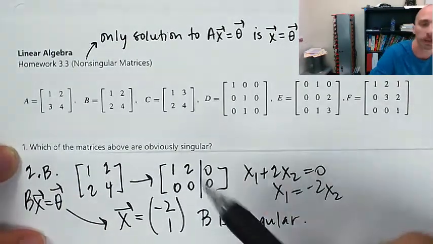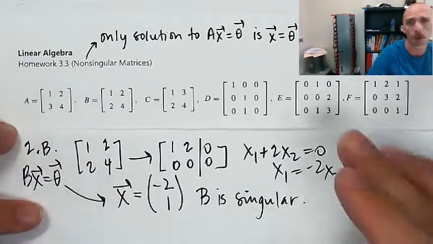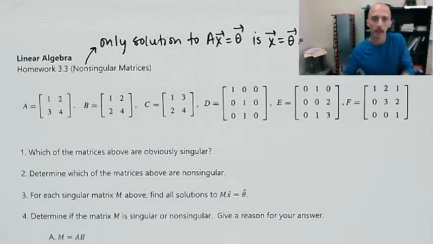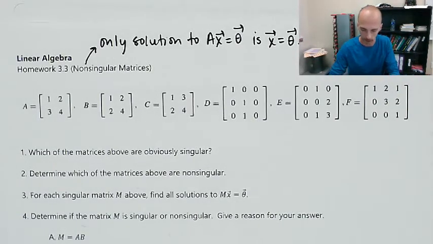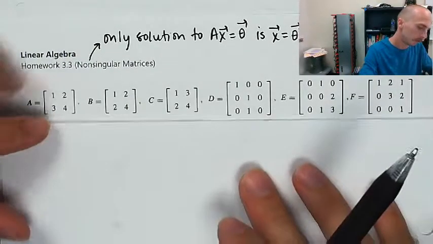But if you just thought that number 1 was obviously singular, you didn't need to do any more work. I didn't need you to go in and row reduce it. That was just in case you didn't believe me that proportional columns in a square matrix give you a singular matrix. Okay, that's why it works like that. All right, 2C.